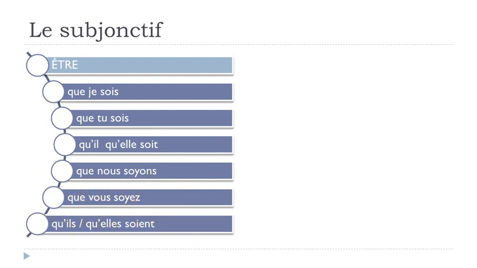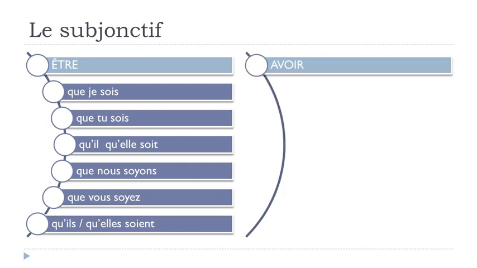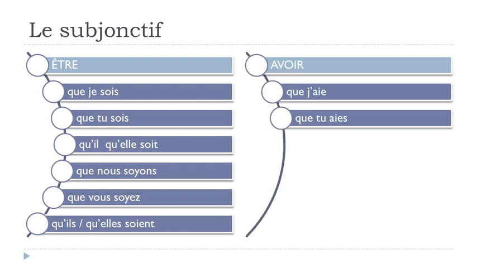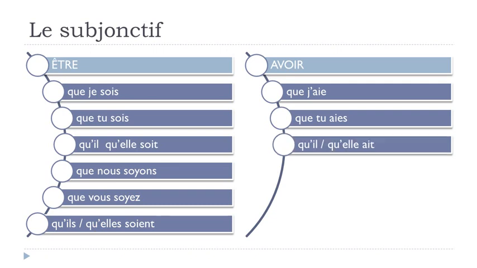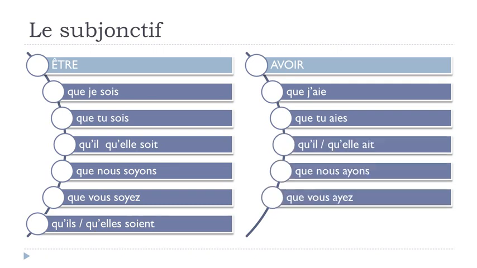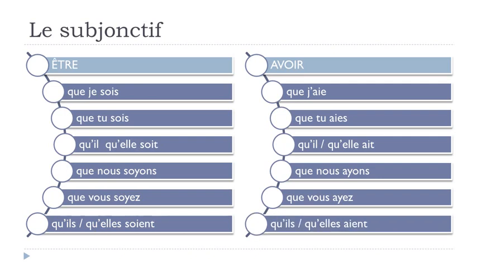And last but not least, avoir, to have: que j'aie, que tu aies, qu'il ait, qu'elle ait, que nous ayons, que vous ayez, qu'ils aient, qu'elles aient. Same thing here: aies and ait are phonetically the same, but try to remember how to write them. And then ayons, ayez. So let's read them one more time: que j'aie, que tu aies, qu'il ait, qu'elle ait, que nous ayons, que vous ayez, qu'ils aient, qu'elles aient.